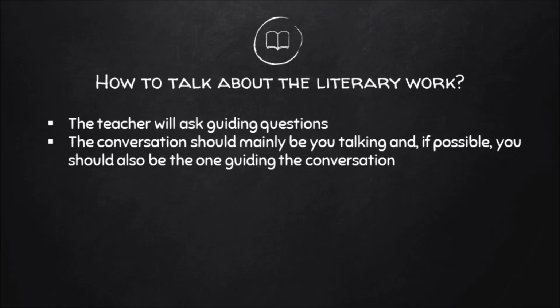Because the point of the IOC is to show your own strengths. It's not to show how much the teacher knows or how good the questions that the teacher is asking are. And the most important part, even if the teacher is asking guiding questions and it is supposed to be a conversation of sorts, it should mainly be a monologue. It should mainly be you doing most of the talking. So try to make it so that a teacher only asks like 3 or 4 questions, and that you take these questions and spiral them off into talking about your own things and about interesting things that you know about the literary work.